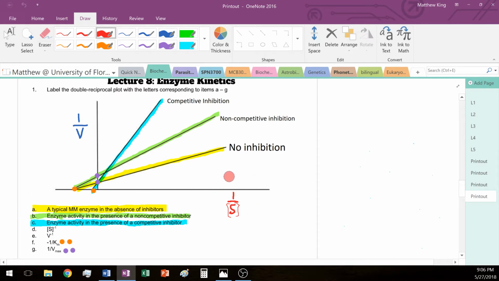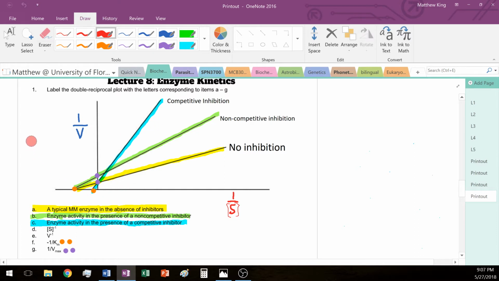So stuff happening with little substrate concentration is going to be out in this region of the graph, all the way out here. And things with higher substrate concentration on the double reciprocal graph are going to be happening over here, closer to the origin.